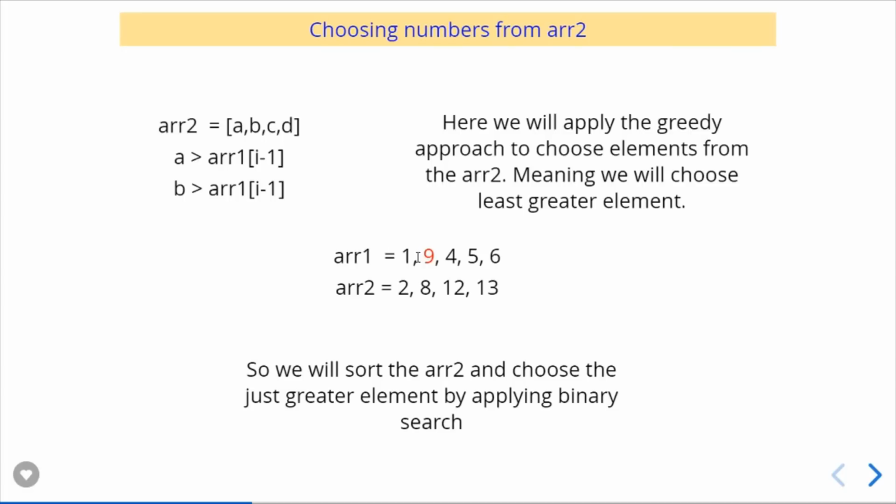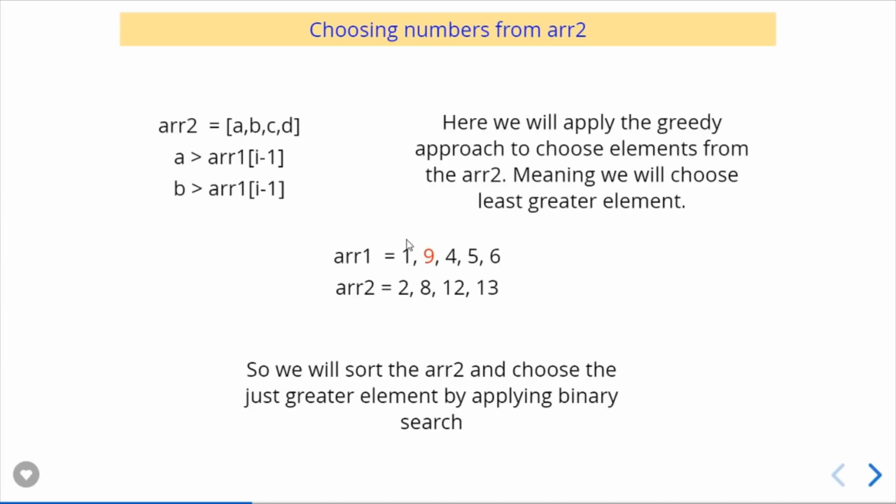Okay, so if we have this array 1, that is 1 9 4 5 and 6, and this array 2: 2 8 12 13. If we arrive at this particular position 9, that is the ith value is 9. So till now the array has been increasing, but now after that the array declined, so we need to replace this value 9. So how can we replace this?